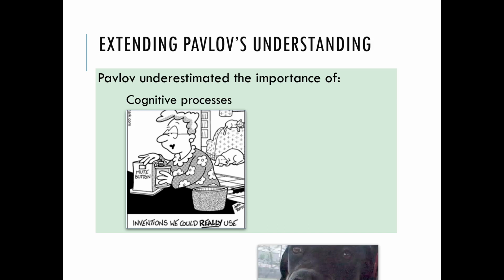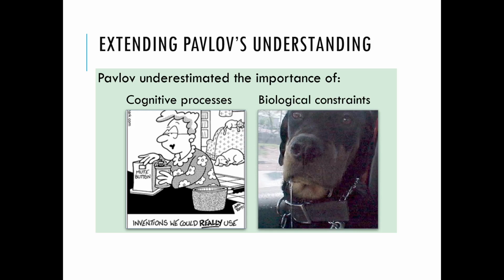He also really underestimated the importance of biological constraints. This is not my dog. I just found this on the internet where this dog has quite the drool coming out of his mouth. It's easy to train a dog to drool. It's easy to train a rabbit to blink its eyes. It's really easy, through classical conditioning, to elicit certain kinds of responses. And other kinds of responses would be harder to train through classical conditioning because it's not part of the biology of the learner.